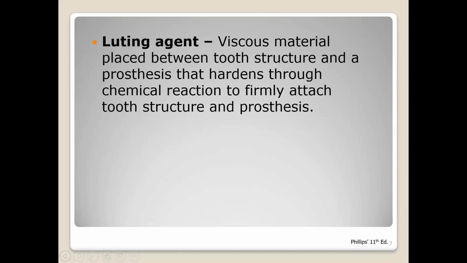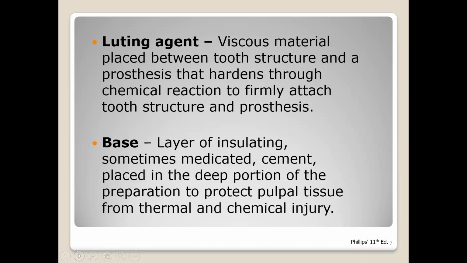Then luting agent: a viscous material placed between tooth structure and a prosthesis that hardens through chemical reaction to firmly attach the tooth structure and prosthesis. It is just going to be an adhesive link agent which is going to bind the prosthesis to the tooth structure. Then you have a base. So base is basically a pulp protecting agent, a layer of insulating, sometimes medicated cement placed in the deep portion of the preparation to protect pulpal tissue from thermal and chemical injury.